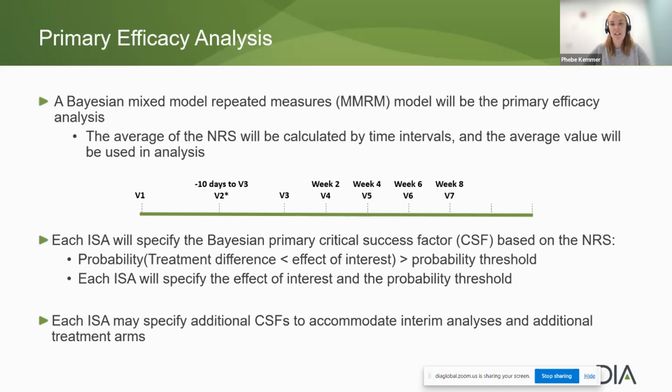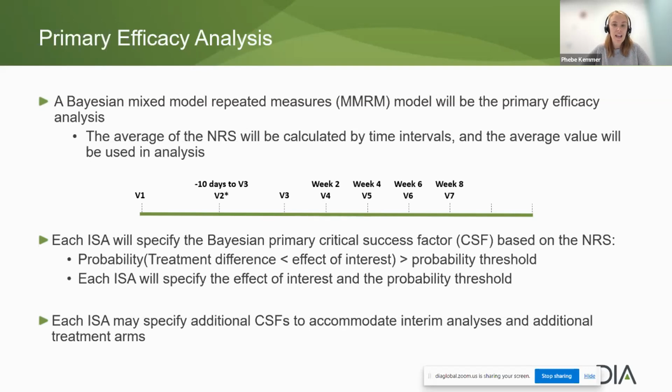Then between visit 3 and visit 7, which is an 8-week period, is the double-blind treatment period, where patients are randomized 2-to-1 LY to placebo, and they're answering that daily diary question every day. We tend to summarize this on a weekly basis and look at change from baseline to week 8 in the double-blind treatment period.